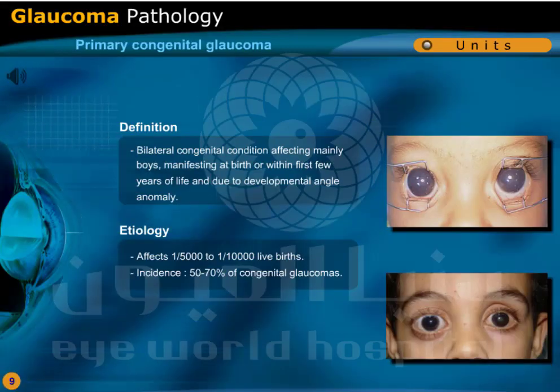Primary congenital glaucoma. This is a bilateral congenital condition affecting mainly boys, manifesting at birth or within the first few years of life, and due to developmental angle anomaly. It affects 1 in 5,000 to 1 in 10,000 live births. The incidence is 50 to 70% of congenital glaucomas.